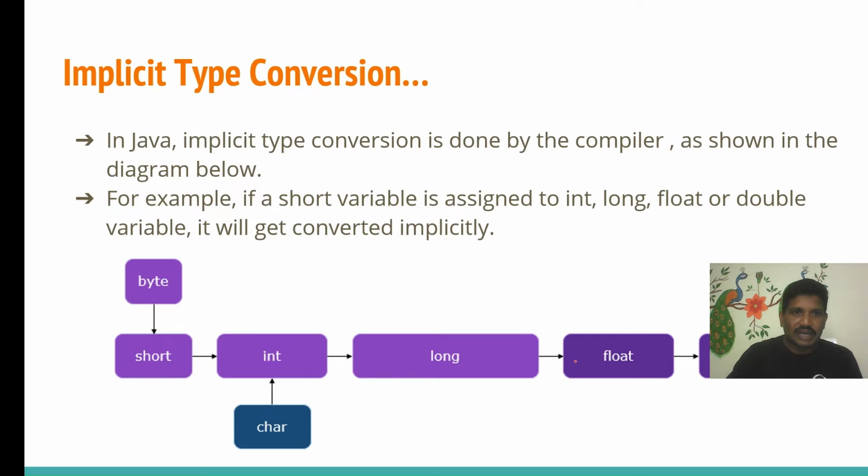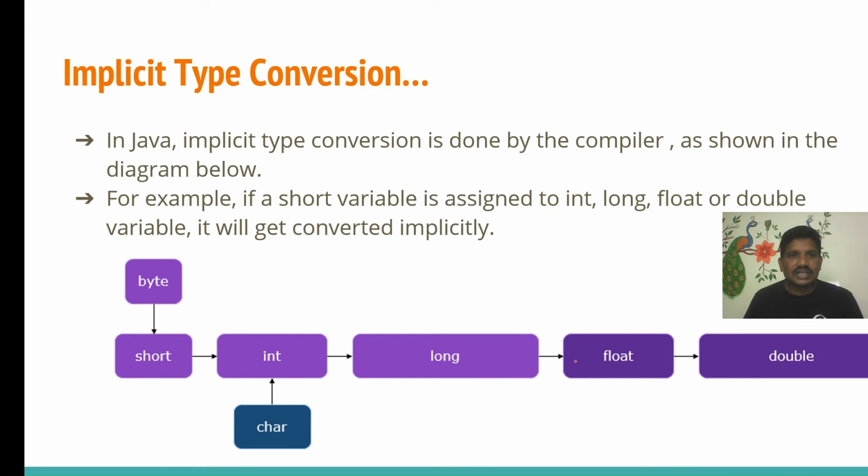Then I will show you the diagram. See here how the implicit conversion is done by the compiler. For example, byte is assigned to short. It is automatic. Short is assigned to integer. Okay, it is automatic. Then char is also converted to integer. The integer is converted to long. The long is converted to float. The float is converted to double. This is the way the conversion is done by the compiler. This is called automatic type conversion, which is also called implicit type conversion.